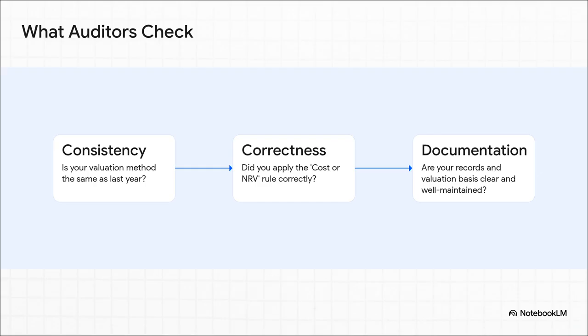So, when the auditor actually walks in the door, what are they going to check? It really boils down to three simple things. First, consistency. Are you using the exact same method you used last year? They hate seeing changes without a good reason. Second, correctness. Did you actually apply that cost or NRV, whichever is lower, rule properly? And third, documentation. Can you back it all up with clear, well-kept records?